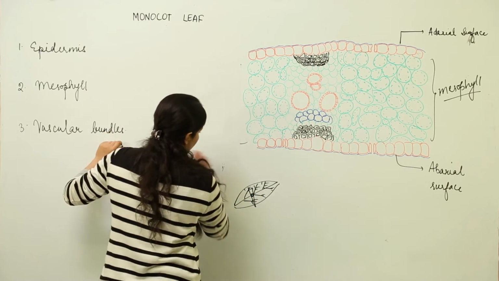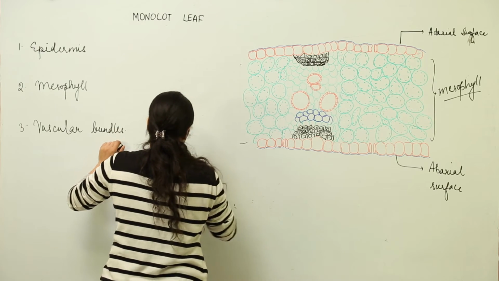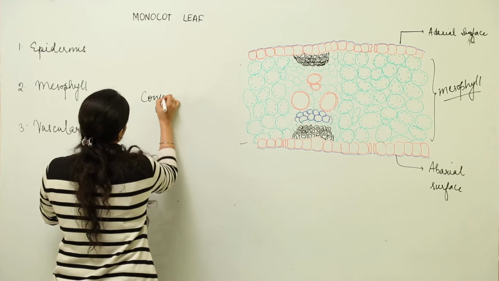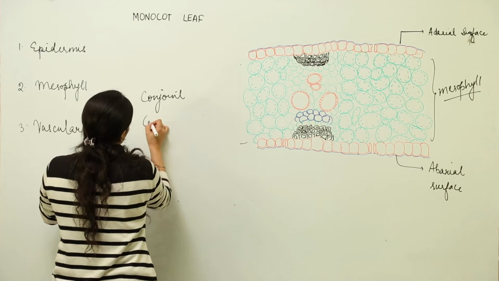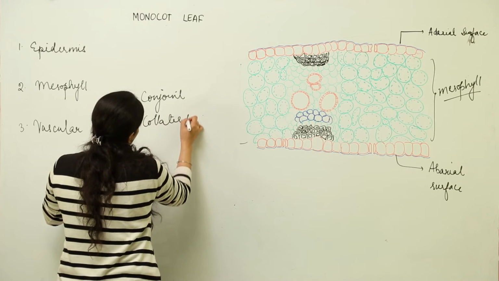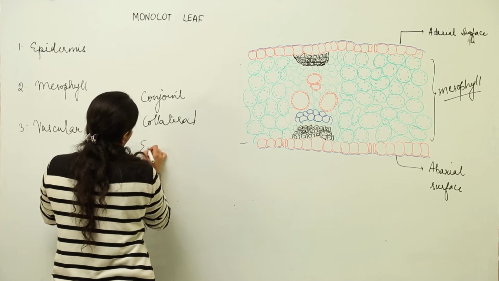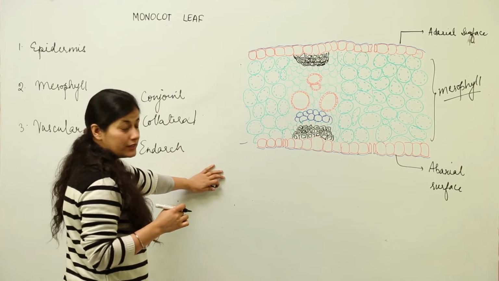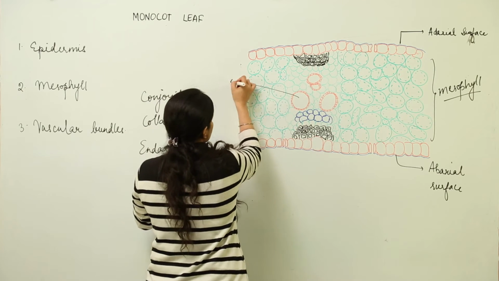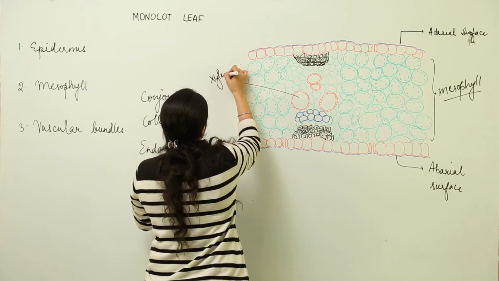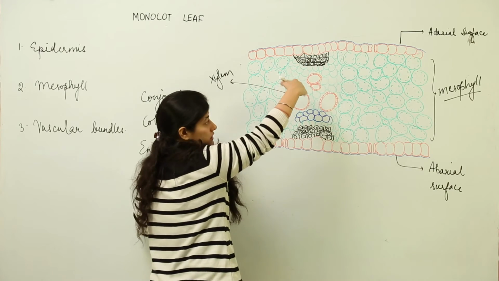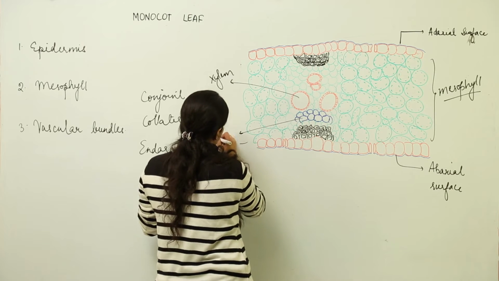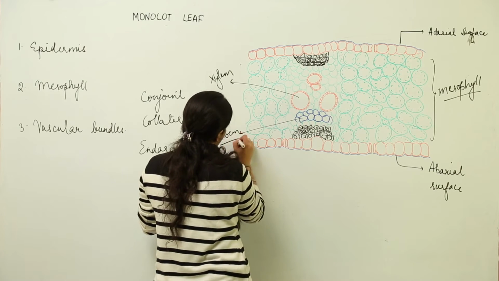Okay, now coming to the vascular bundles, what we have next to understand is that the vascular bundles would be conjoint, collateral and endarch. Sorry, I'm not going to repeat what it means because we are quite aware by now what these three terms mean. As you can see, this part is xylem. The xylem lies towards the adaxial surface, that is the upper surface, and the phloem lies towards the abaxial surface. So this is one point.